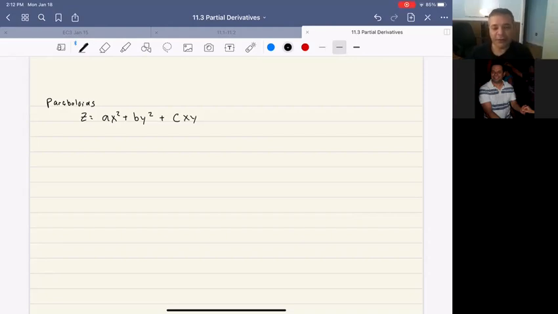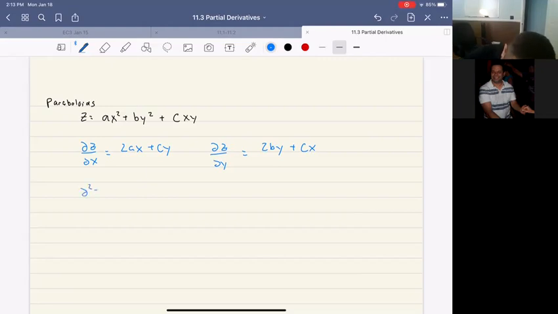Now, partial of z with respect to x is going to be 2ax plus cy. Partial z with respect to y is going to be 2by plus cx. Now let's do the second derivatives. Partial squared with respect to x is going to be 2a. Similarly there.